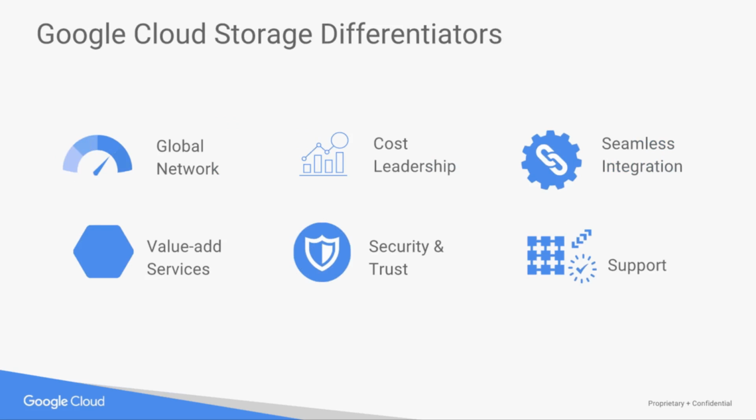How Google differentiates itself with our storage are around these 6 areas. Our network, I talked a little bit about that. Our cost leadership, I briefly talked on that. I've got another single slide on that. Our seamless integration across our storage services, across our storage tiers. Our value-added services, things like machine learning layered on top of the storage that's put in our cloud. Security and trust is incredibly important to us. We have more than 600 people who are focused on protecting our network. And then finally, the technical support is an area that most people are surprised to learn we've done some incredible innovations on.